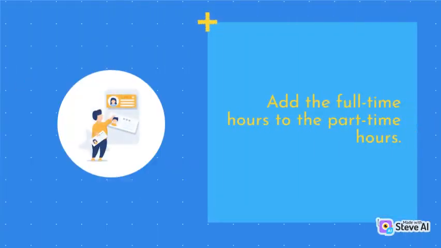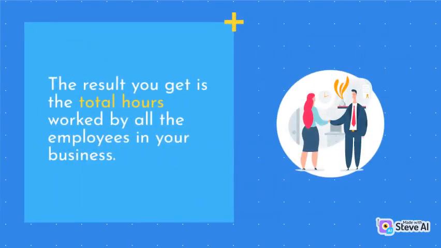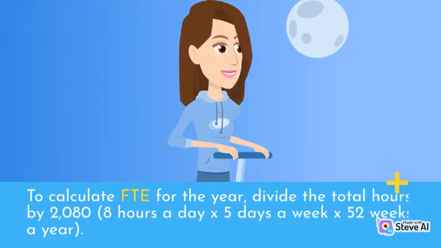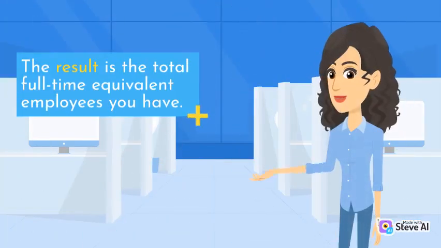Add the full-time hours to the part-time hours. The result you get is the total hours worked by all the employees in your business. Divide the total hours by the full-time hours. To calculate FTE for the year, divide the total hours by 2080, 8 hours a day x 5 days a week x 52 weeks a year. The result is the total full-time equivalent employees you have.